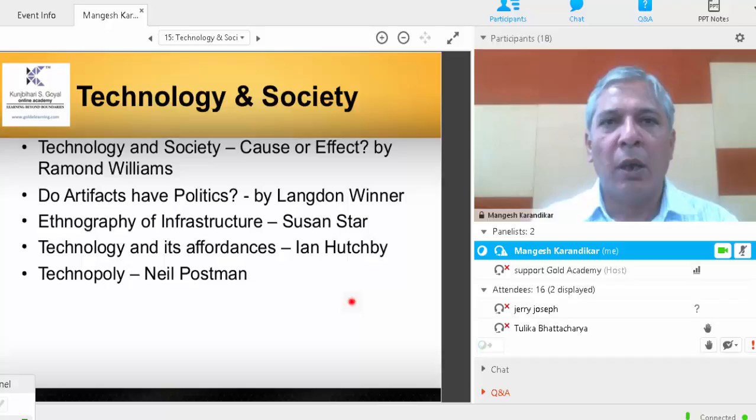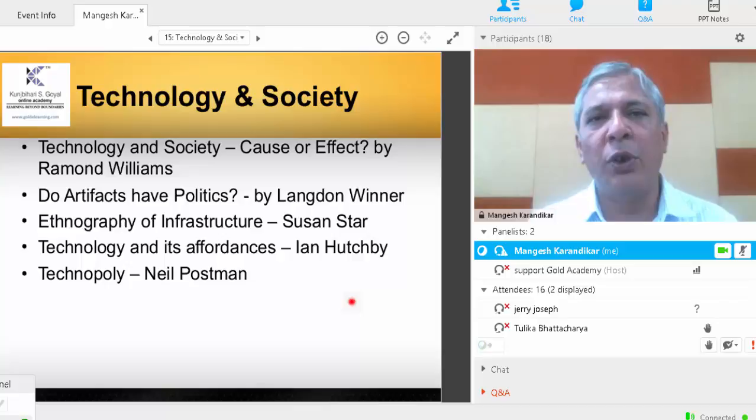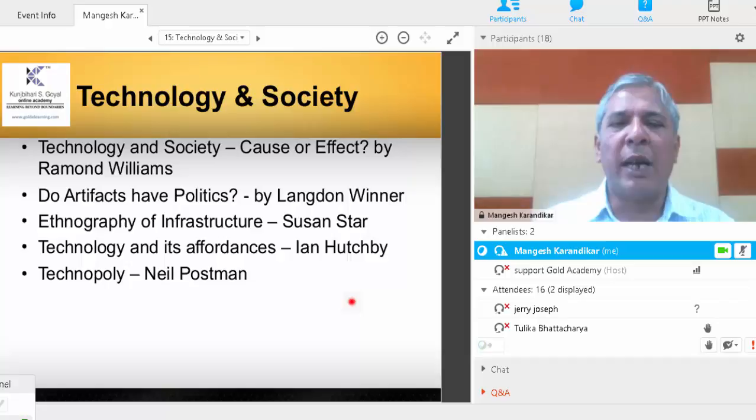Though this paper is not in that bank of papers that I have given you for new media, Technopoly is something that you need to read. Neil Postman, you can read it online. We are talking of how human beings are becoming increasingly dependent on technology for everything that they do. And according to Neil Postman, it is slightly disastrous in nature.